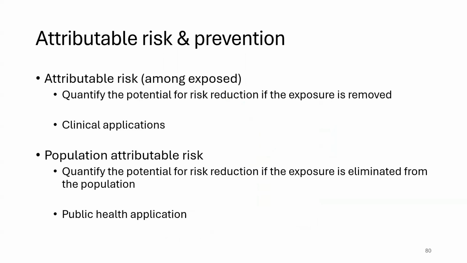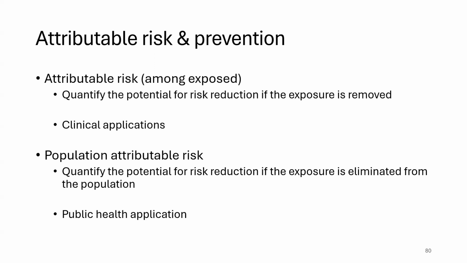Okay, so why do we use this information? Well, why is it important? So calculating the attributable risk among those who are exposed allows us to quantify any potential for risk reduction if that particular exposure is removed. It has a lot more clinical applications because you're focusing on a discrete group of people, typically patients or some sort of more closed or fixed population.